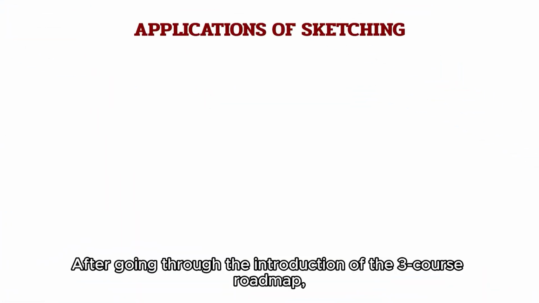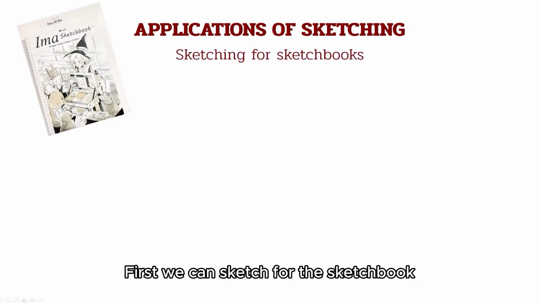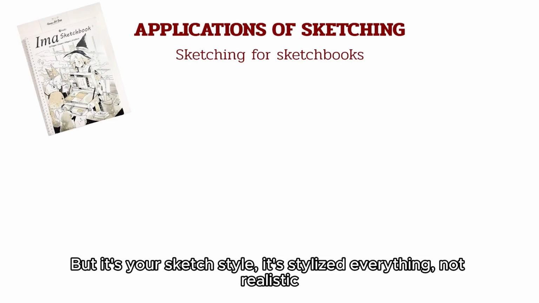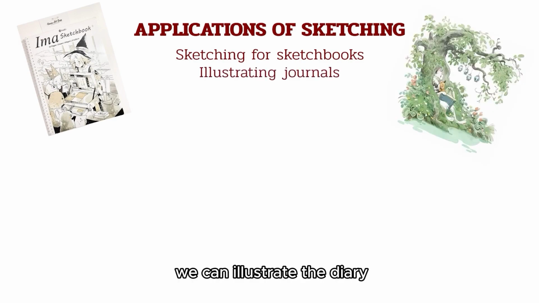After going through the introduction of the 3-course roadmap, we will come to the applications that you can learn from this course. First, we can sketch for the sketchbook. It can be roughly called a sketch, but it's your sketch style. It's stylized everything, not realistic. We will sketch for our sketchbook. We can illustrate the diary.